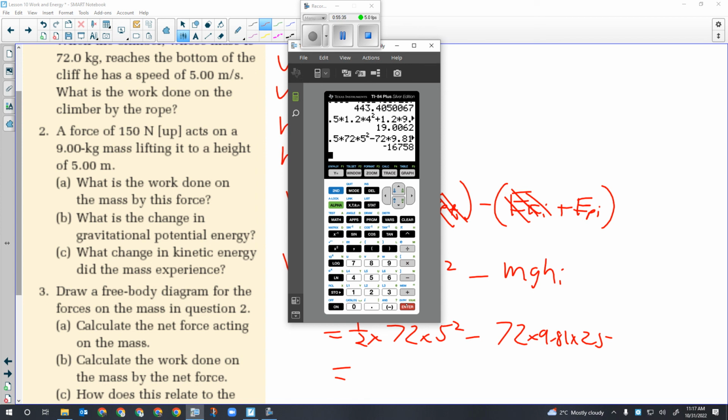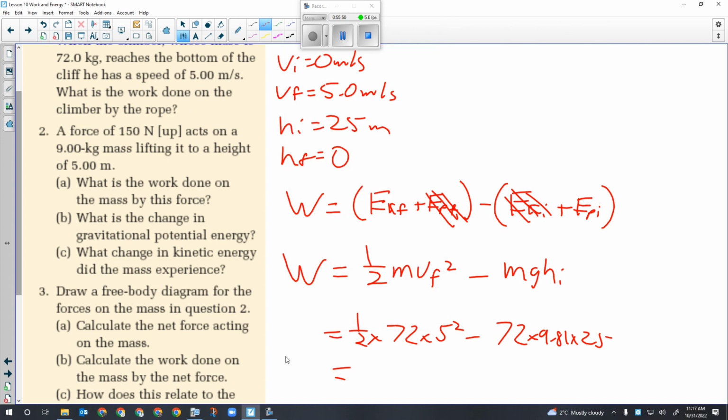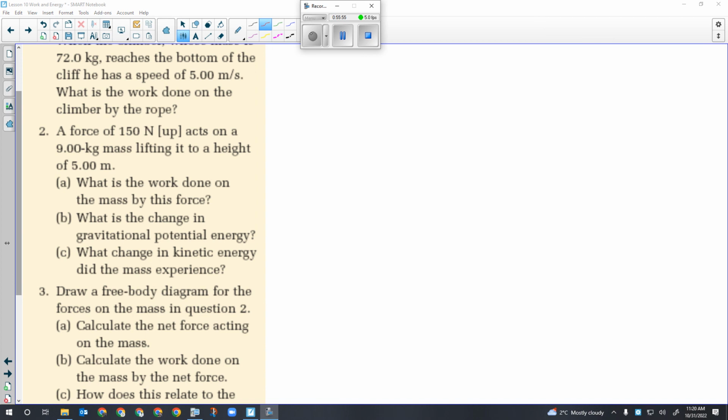It's okay to get a negative number because that represents energy lost by the climber and gained by the rope, or the surroundings, whichever. Following? How are we doing on number 2? Haven't started? Okay, so I'll give you a few more minutes on number 2 then.